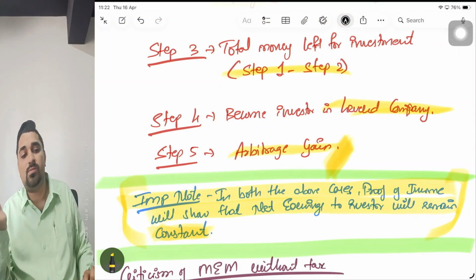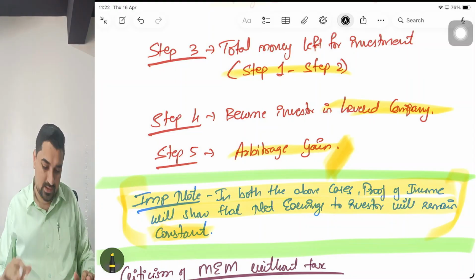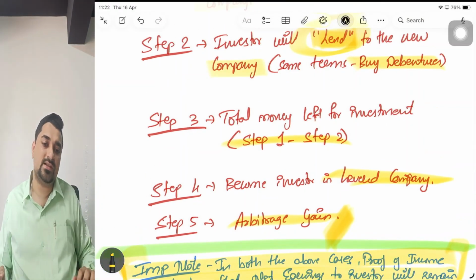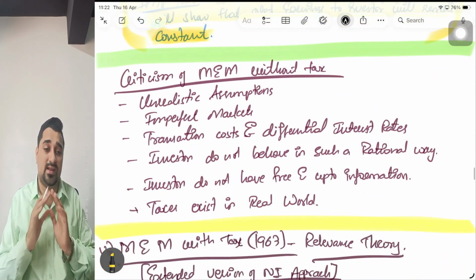Again, what variety of questions can be asked? Rather than investing the full amount that is available for investment, I can do partial reinvestment. So full reinvestment, partial reinvestment. These are again a few varieties of questions given in the ICAI module. Yes. Now all this has happened.